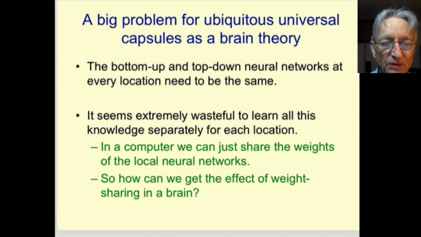It's wasteful because it looks like you have to learn all these neural networks separately. And one thing we know that convolutional networks build on is that for vision, the distribution of data is roughly isotropic. It's pretty much the same everywhere. You want the same knowledge everywhere. And it seems crazy to learn that same knowledge in the form of these bottom-up and top-down neural networks separately at each location. So the question is, how can we get the effect of weight sharing in a brain? And that's what the second part of the talk is going to be about.